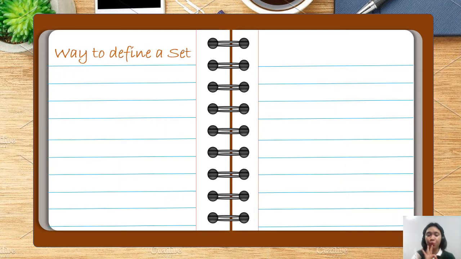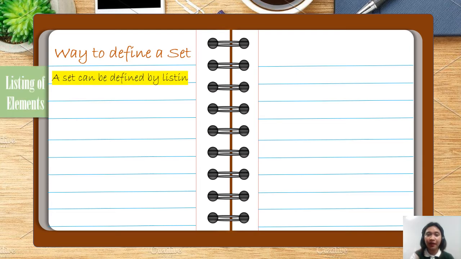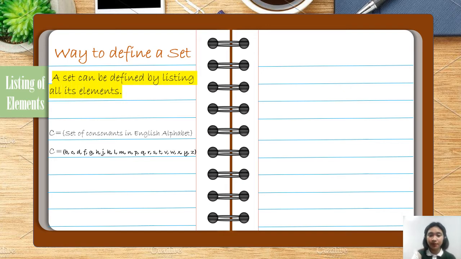There are 3 ways to define sets. The first one is listing of elements. A set can be defined by listing all its elements. For example, we have set C. Set C is the set of consonants in the English alphabet. The answers are B, C, D, F, G, H, J, K, L, M, N, P, Q, R, S, T, V, W, X, Y, and Z. You need to be patient in listing all the elements.